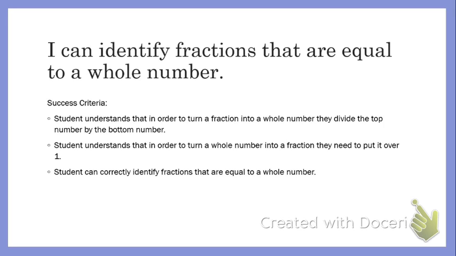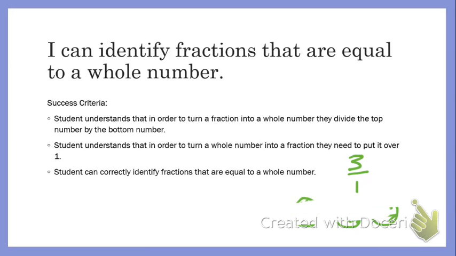Our success criteria are that you understand in order to turn a fraction into a whole number, you divide the top number, so the numerator, by the bottom number, which is the denominator. You also understand that in order to turn a whole number into a fraction, you need to put it over one. So if I have a whole number of, let's say, 3, in order to make 3 a fraction, I would just put it over 1, meaning each circle is one piece, and I have 3 of them, making 3 wholes, okay?